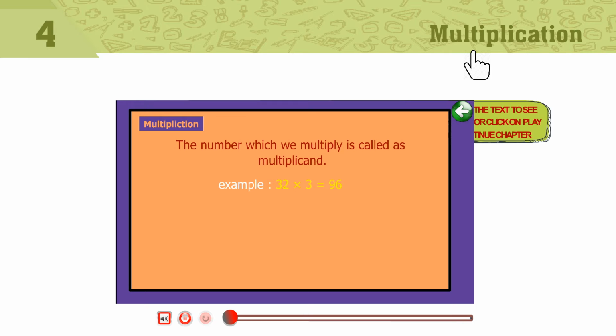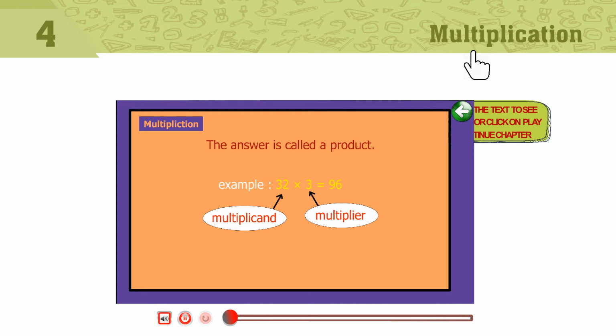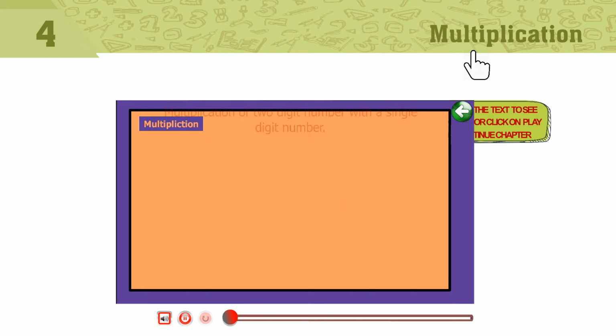32 into 3 is equal to 96. The number which we multiply is called the multiplicand. In the given example, 32 into 3 is equal to 96, 32 is the multiplicand. The number which multiplies is called the multiplier. That is, 3 is the multiplier. The answer is called the product. Therefore, 96 is its product.